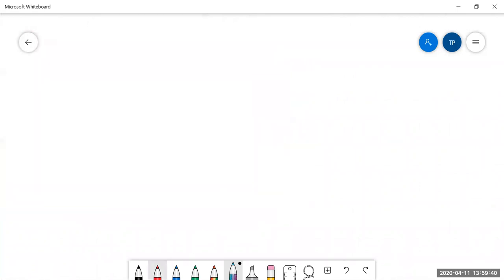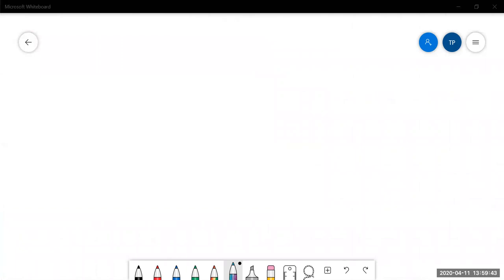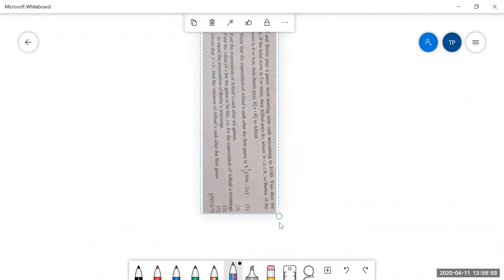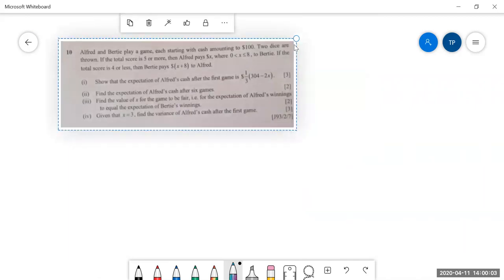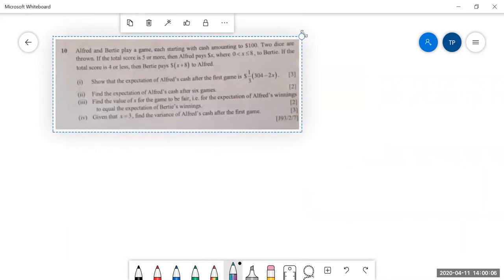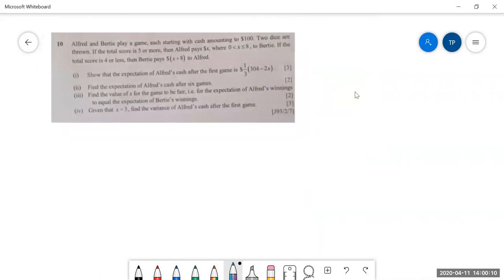Maybe I should crop this. Okay, I think I will just do question 10, then I will move on to binomial already. Okay, Renee, yeah, question 11 you can try. If you don't know, then you can ask me again. Where's my pen? Okay, come, let's go. After this question, we'll take a short break.